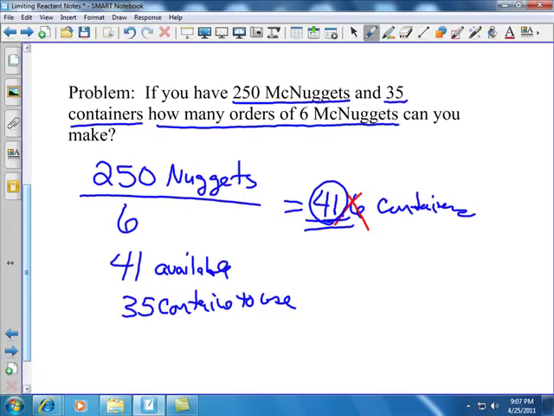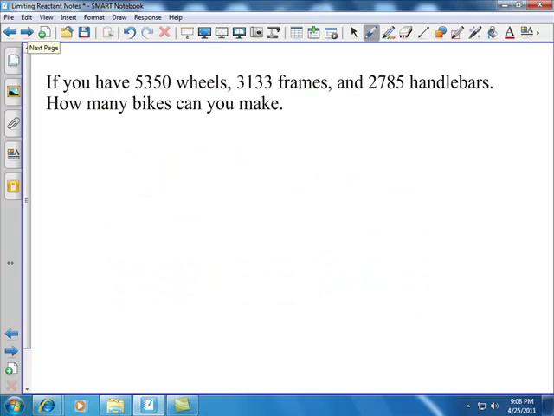So what is going to limit how many McNuggets I can sell? In this case, it's going to be the 35 containers because they are going to get used up. So the limiting is the containers, and the excess is the nuggets. And I know that seems kind of weird, but it's all getting you thinking along the lines of limiting and excess.